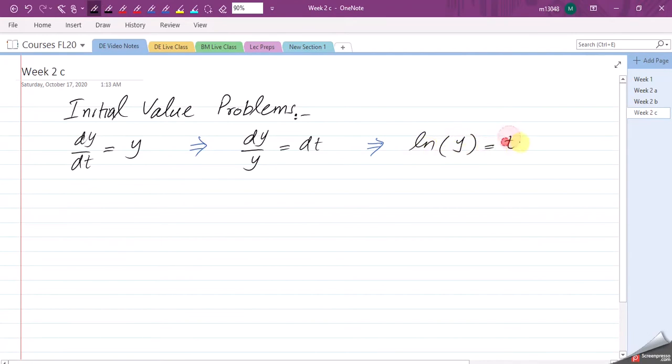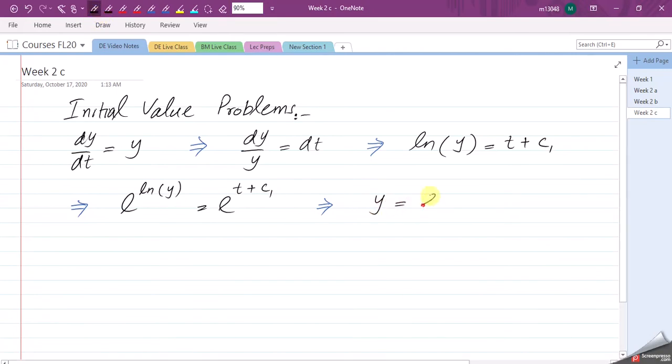Log of y equals t plus c1. I'm going to suppose that y is positive, so I will not use mod values here. I've used c1 for a reason: I'm going to simplify this function and change its form. We can put both sides of the equation into e power. This is a correct step in algebra. Now on the left hand side, e and log will cancel each other and we will get y.